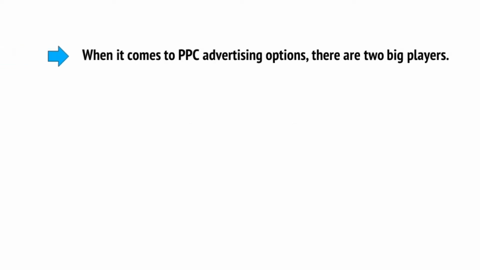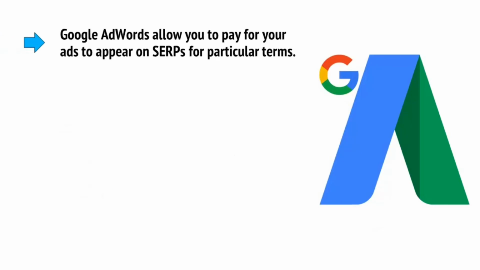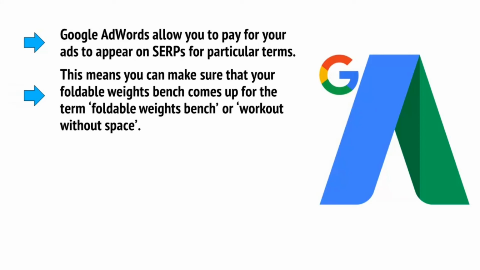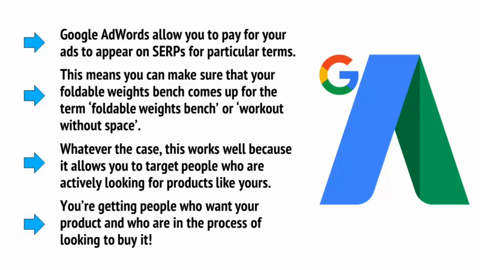When it comes to PPC advertising options, there are two big players. One is Google AdWords and the other is Facebook ads. Google AdWords allows you to pay for your ads to appear on the SERPs, that's the search engine results pages, for particular items. This means you can make sure that your foldable weights bench comes up for the term foldable weights bench or workout without space. Whatever the case, this works well because it allows you to target people who are actively looking for products like yours. You're getting people who want your product and who are in the process of looking to buy it.